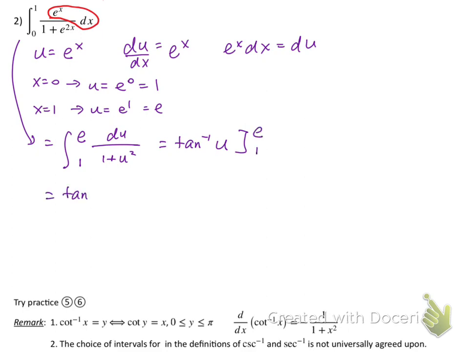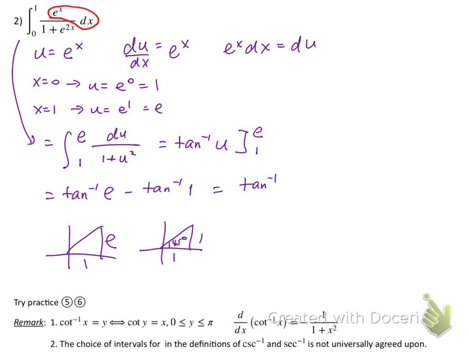So I have tan inverse of e minus tan inverse of 1. For e over 1, I have no idea, but for 1 over 1, I know that's 45 degrees. So I have tan inverse of e, remaining the same, minus 45 degrees, in radians pi over 4. Okay, that's how you combine the substitution rule, the derivative of e to the x, and also the integral of tan inverse together.